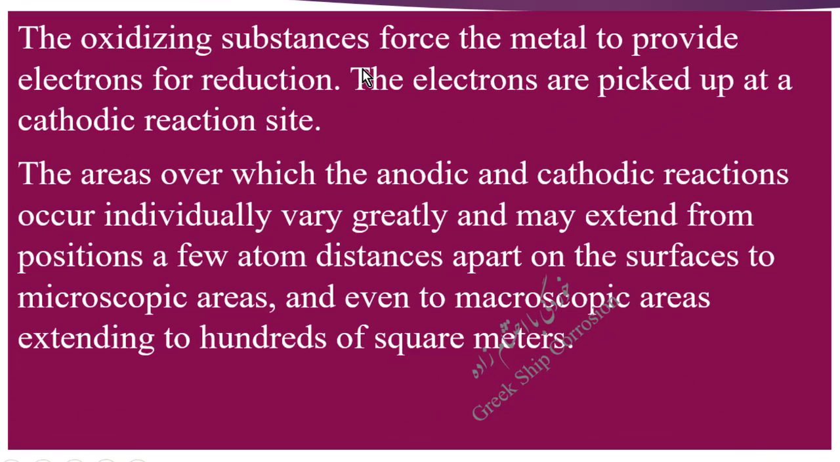The oxidizing substances force the metal to provide electrons for reduction. The electrons are picked up at a cathodic reaction site. The areas over which the anodic and cathodic reactions occur individually vary greatly and may extend from positions a few atom distances apart on the surfaces to microscopic areas and even to macroscopic areas extending to hundreds of square meters.